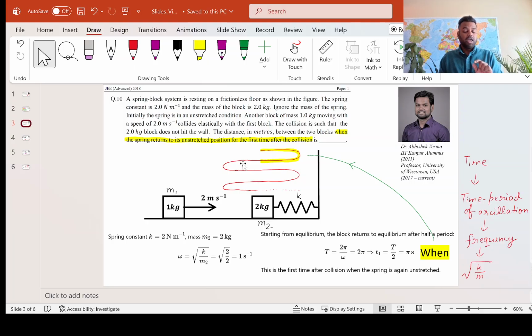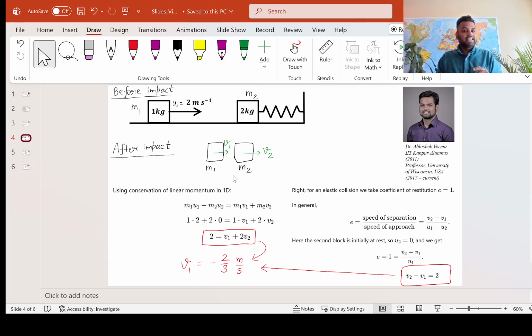Half cycle. So time can be related to time period of oscillation, which is related to frequency, which is square root k by m. And if you do your calculation, k is 2 Newton per meter, m2 is 2 kilogram, you will get time period of 2 pi seconds, and half time period is pi second. You found when M2 or the spring will get back to its unstretched position.